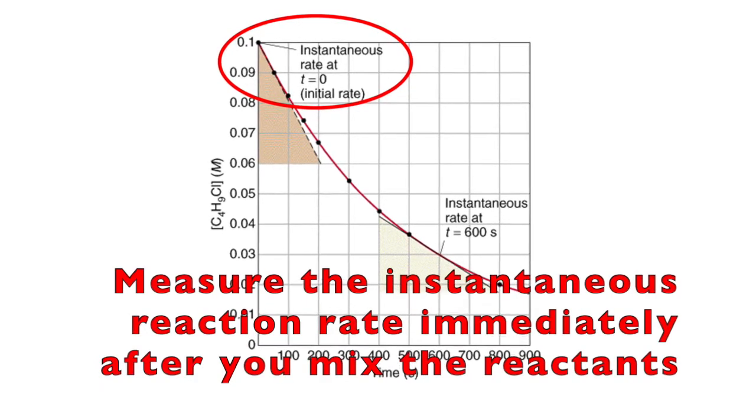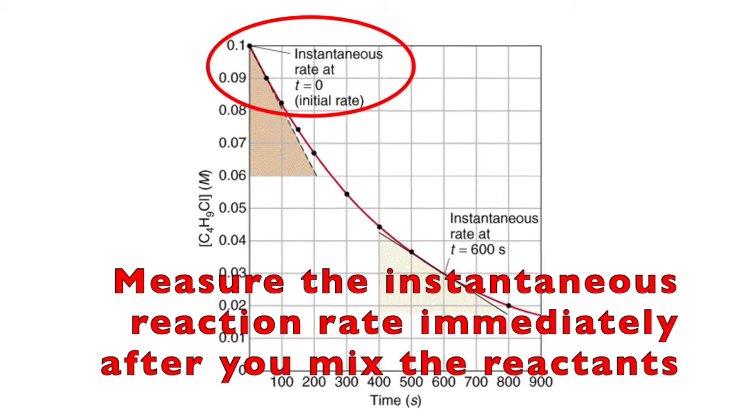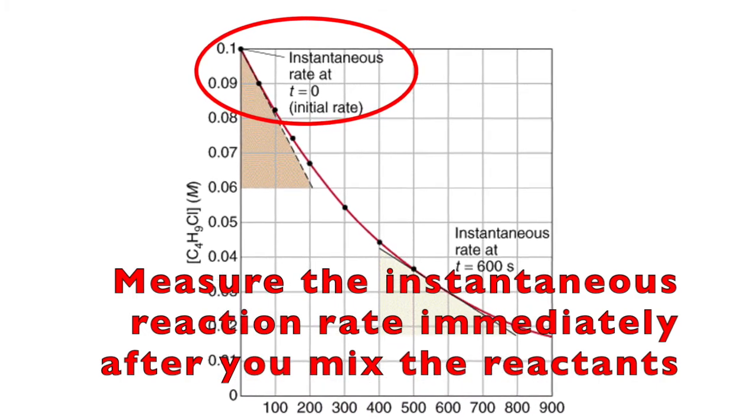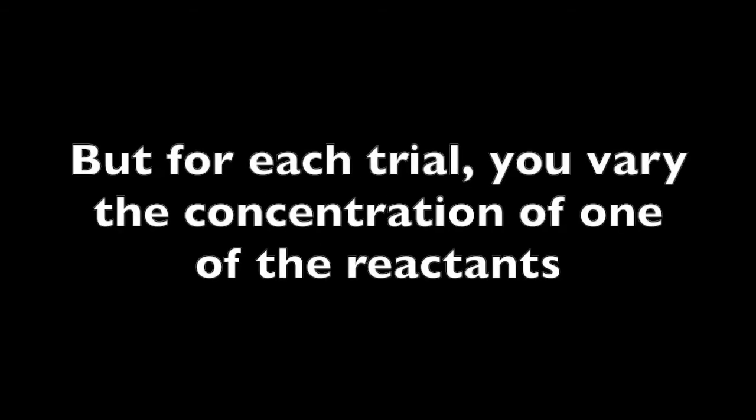Here's how it works. First, you measure the instantaneous reaction rate immediately after you mix the reactants. And then you repeat this over several trials, but for each trial, you vary the concentration of one of the reactants. You compare these runs to help figure out how the concentration of each reactant affects the initial rate. Look at the data. Does the rate double? Does it quadruple? Does it stay the same? This will help you figure out what the rate law is.